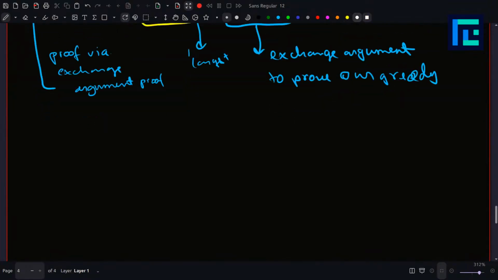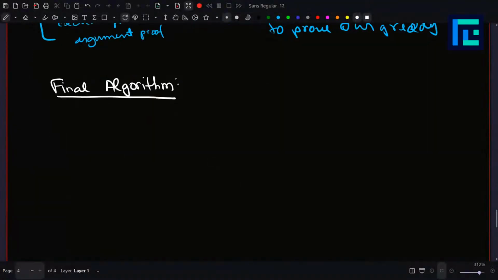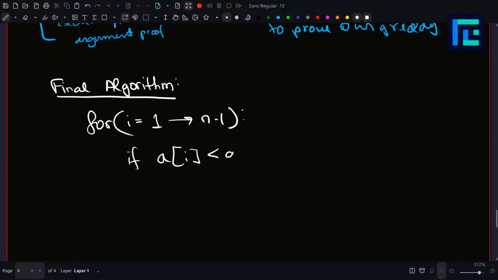After all this thinking, the final algorithm is simply that we need to go from left to right. So for i from, let's say, 1 till n minus 1, we need to check each element, and check if a of i is less than a of i minus 1, so the previous element is larger than the current element. Here I will increase my count, and also increase i plus plus.